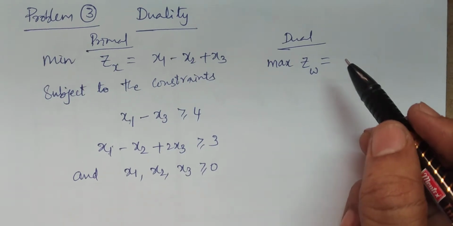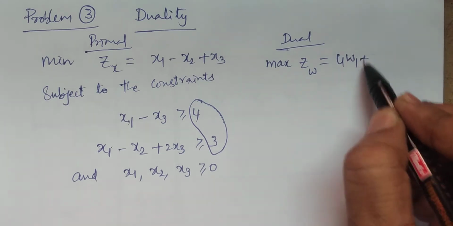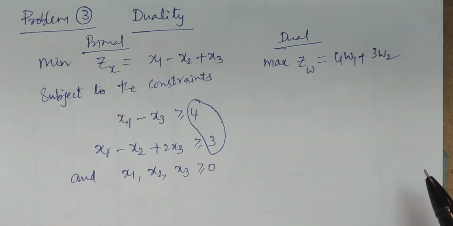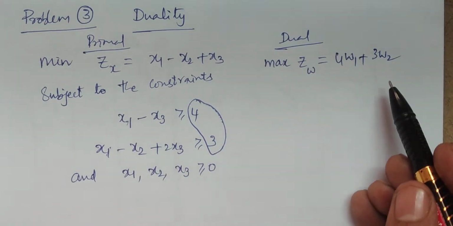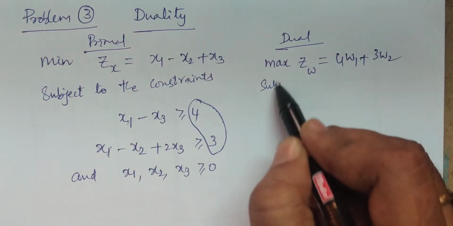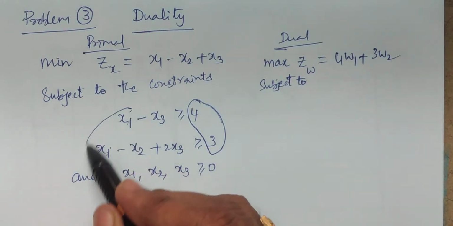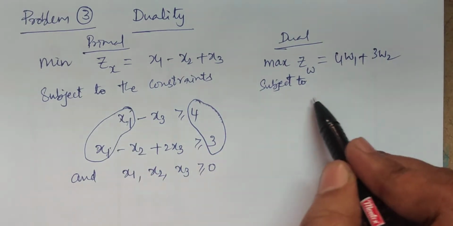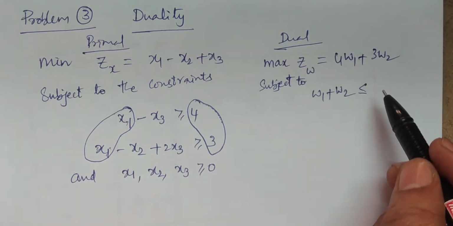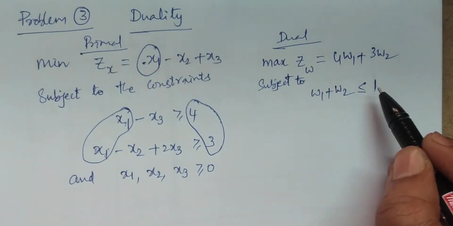It is going to be considered with the right hand side constant matrix 4 and 3. So 4 omega 1 plus 3 omega 2. There are 2 variables here to be considered, 2 constraints, 2 variables. Now we come to the constraints, subject to the constraint. For the first constraint, you remember the coefficient of x1 is 1 and 1 here, therefore omega 1 plus omega 2, greater than or equal to becomes less than or equal to, and the objective coefficient is 1, so therefore it is 1.